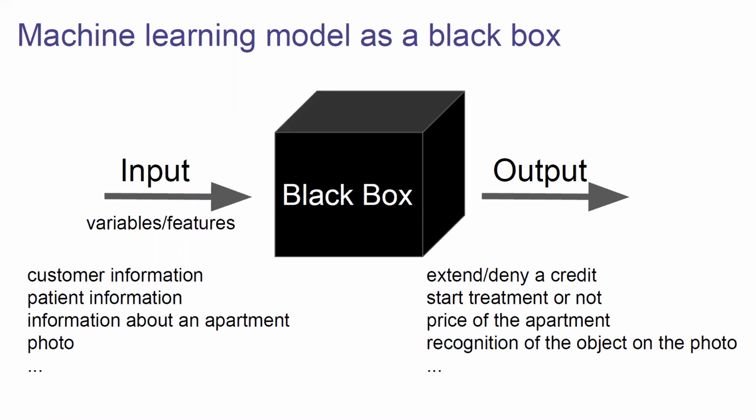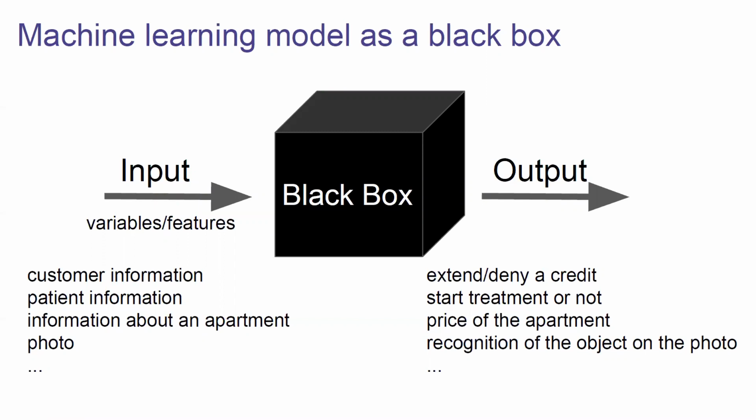Or we can put into another black box information about an apartment, and then we get a prediction of the expected price of this apartment. We can put in the number of rooms, the floor, the city, the part of the city where the apartment is, the surface, and we get the prediction of the price of this apartment. There are a lot of different applications, but think about the machine learning model as a black box.